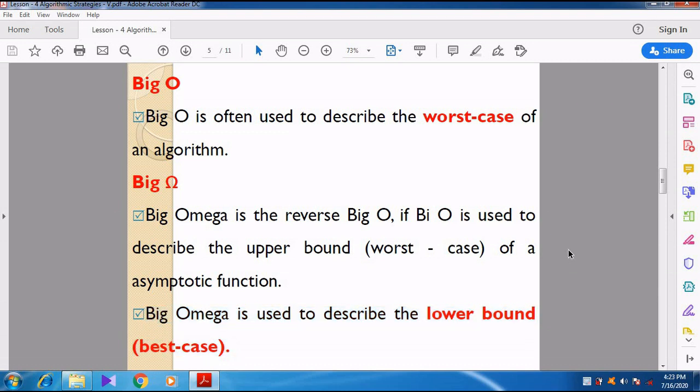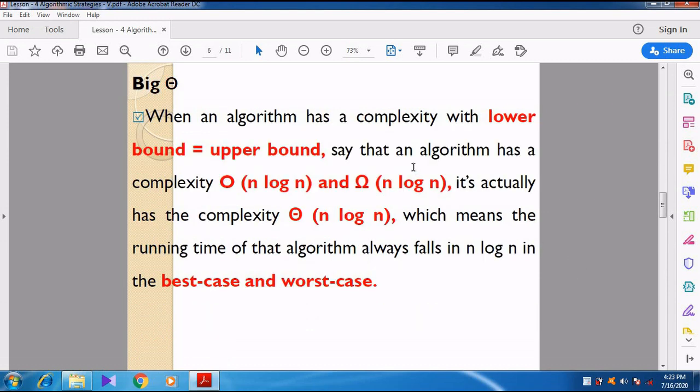The two notations are big O and big omega. Big O represents the upper bound, the worst case. Big omega represents the lower bound, the best case. Now we are going to discuss big theta.